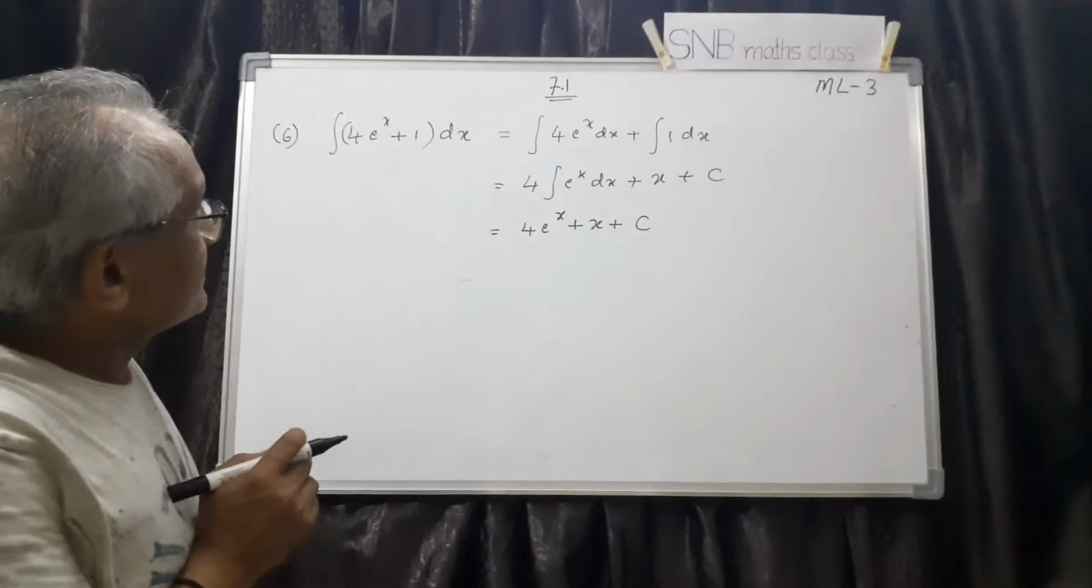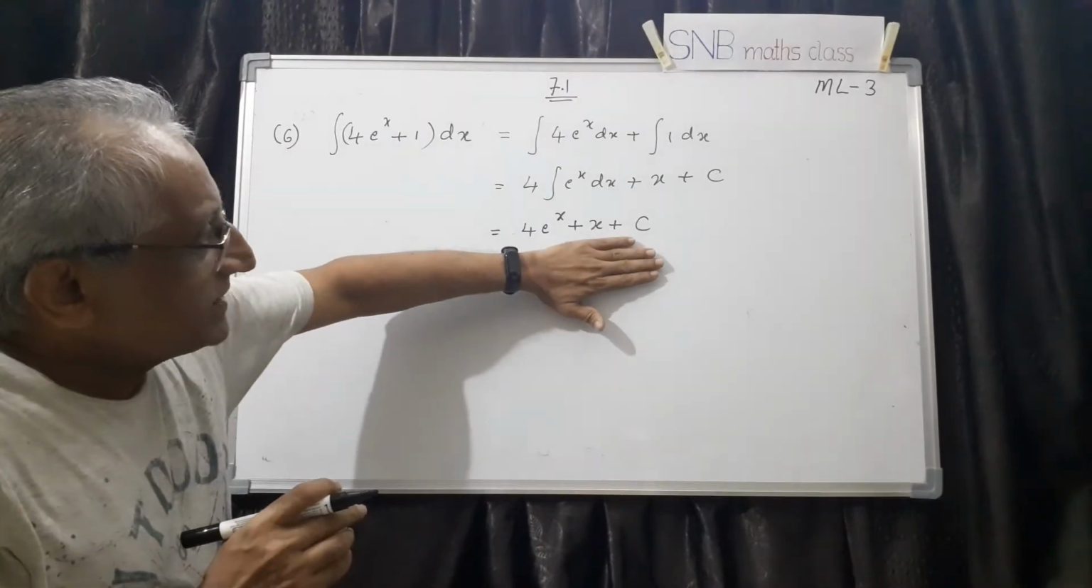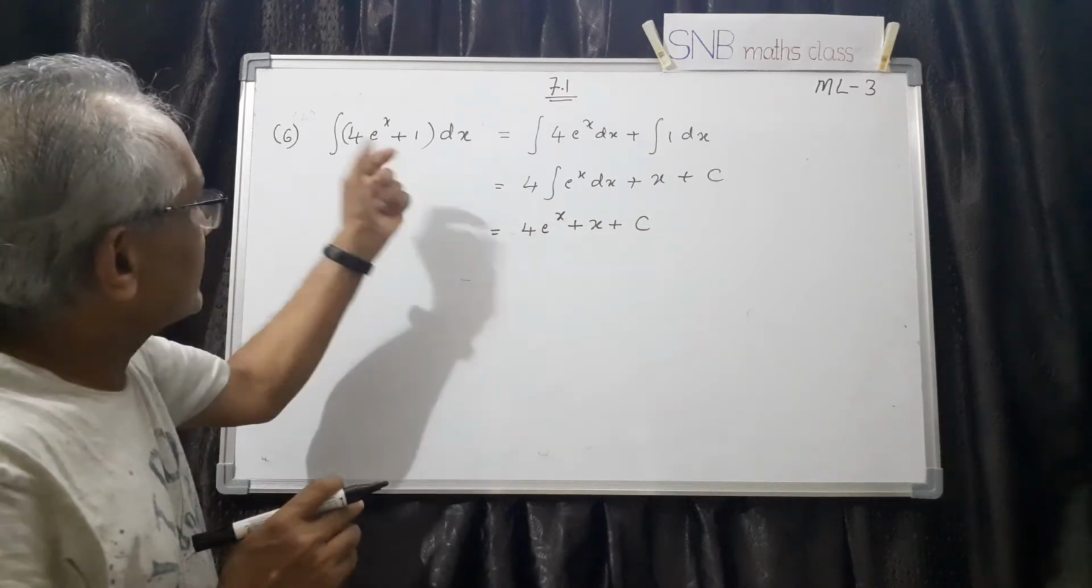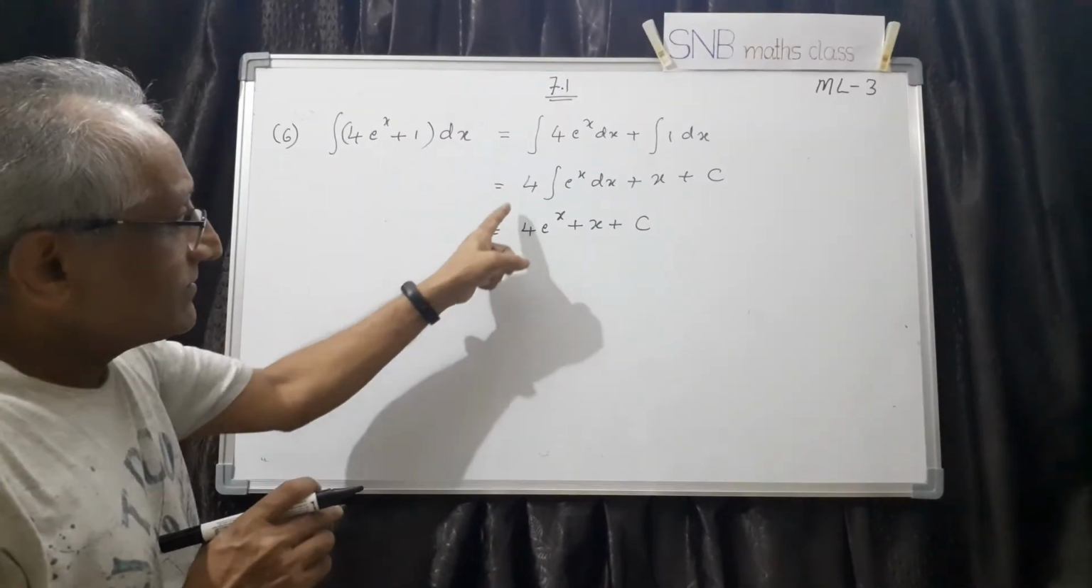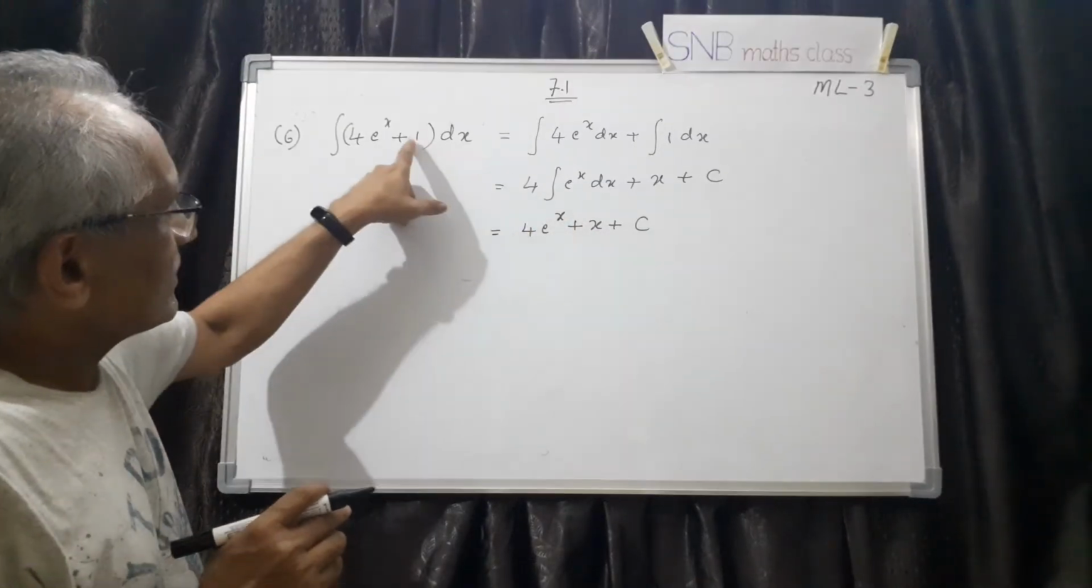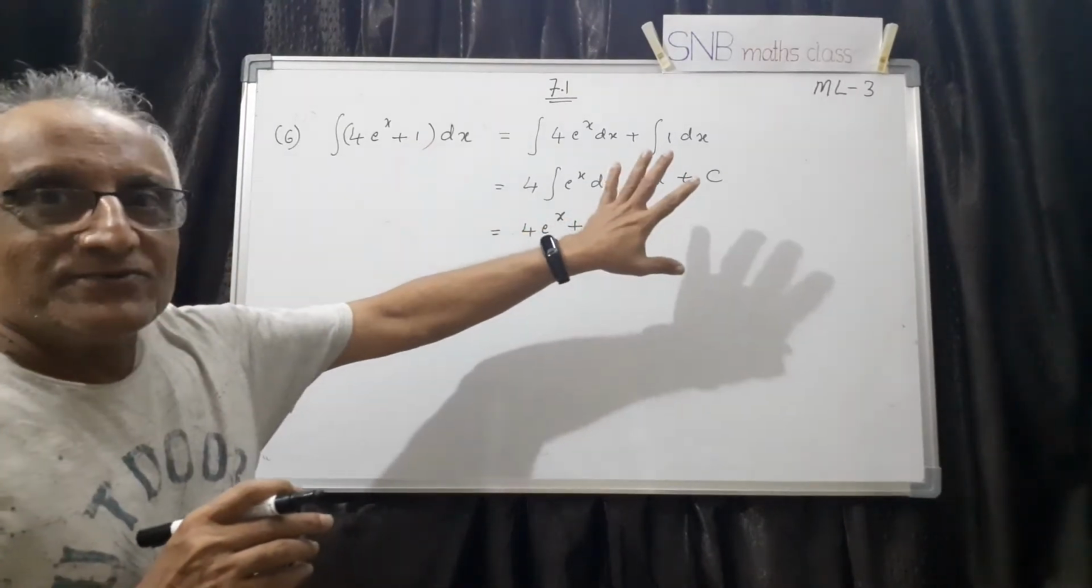See, another interesting thing is this. If you differentiate this, our capital F of x in the definition, what you should get? You should get this. So you can check. When you differentiate this 4e^x, you get 4e^x. When you differentiate x, you get 1. When you differentiate c, it is 0. So you get this one.